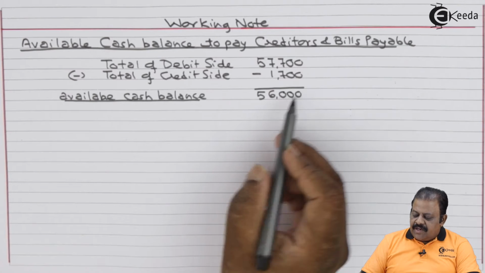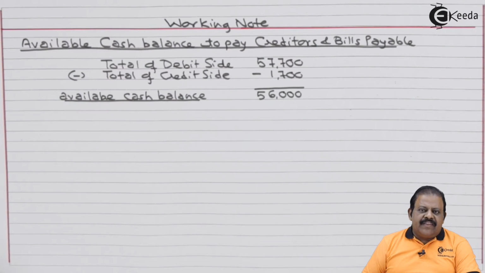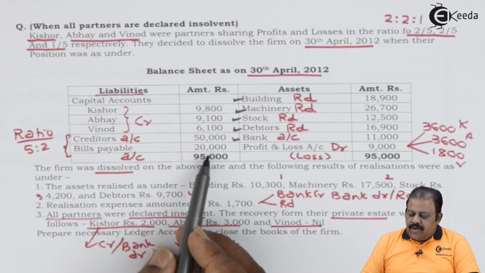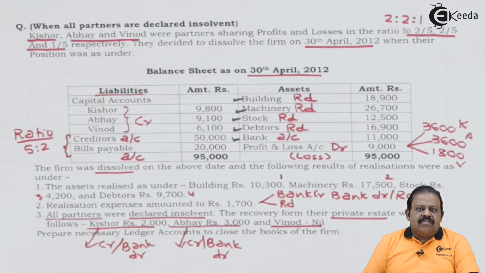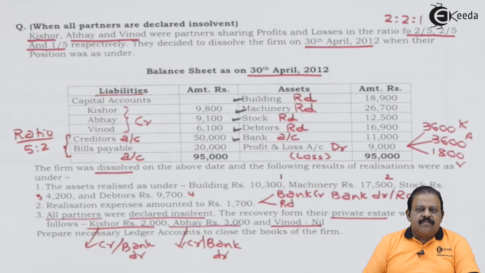This amount will not be sufficient to pay creditors and bills payable because creditors are 50,000 and bills payable 20,000. On liability side we have creditors 50,000, bills payable 20,000. Total amount is 70,000. So cash is not sufficient to pay both these liabilities, as all partners have already become insolvent, and whatever possible amount we have recovered from their private estate, now nothing can be recovered from the partners. So creditors and bills payable cannot be settled fully.